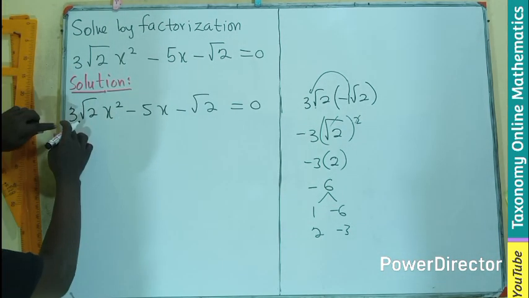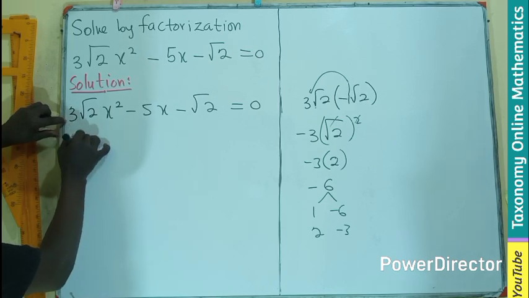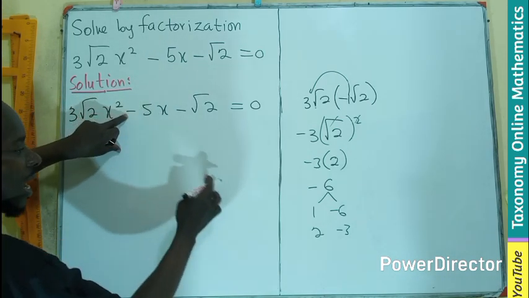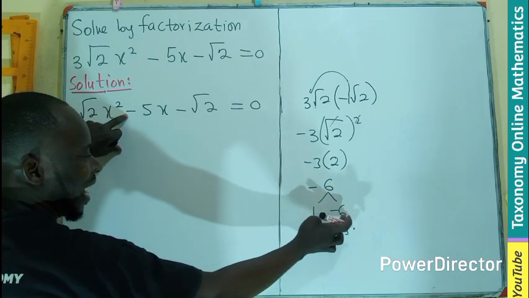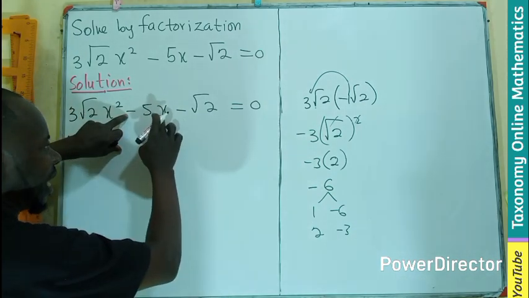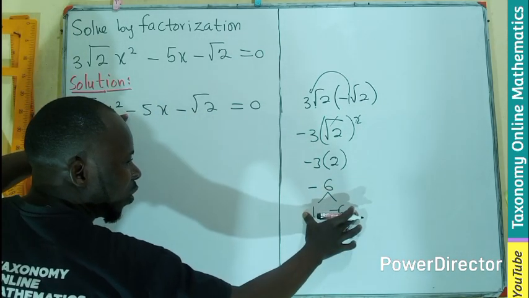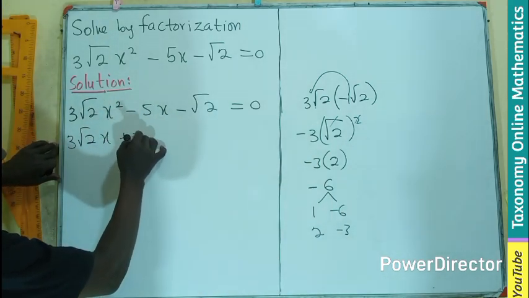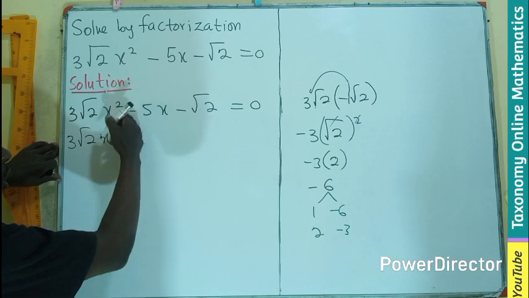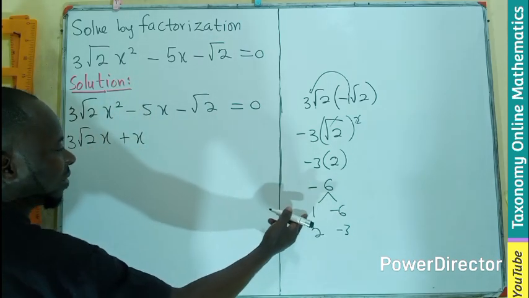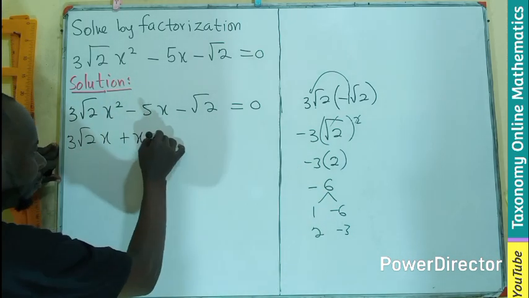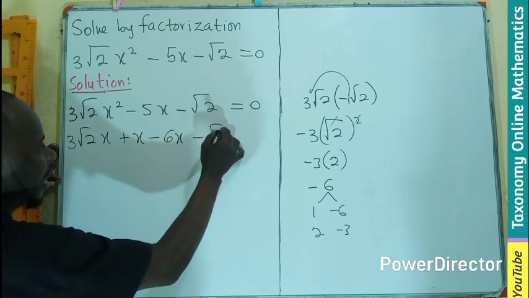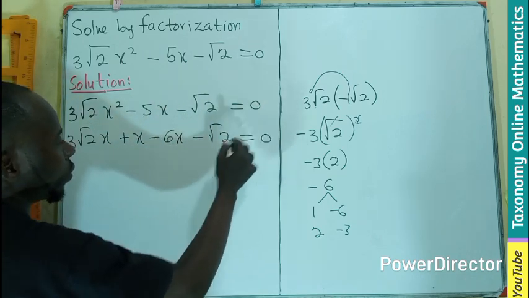So here we have our 3 root 2 x squared. We are replacing the minus 5x with 1 and minus 6, where the x is going to be distributed on both factors. So x times 1 will give you plus x, not this negative. The whole of this is absorbed by this. Then minus 6 times x, 6x minus the root of 2 equals to 0.